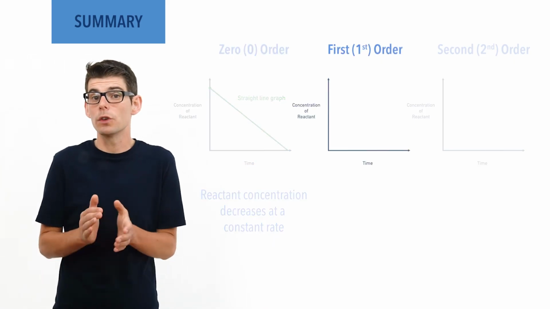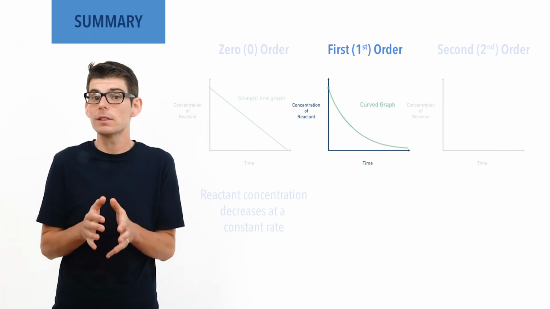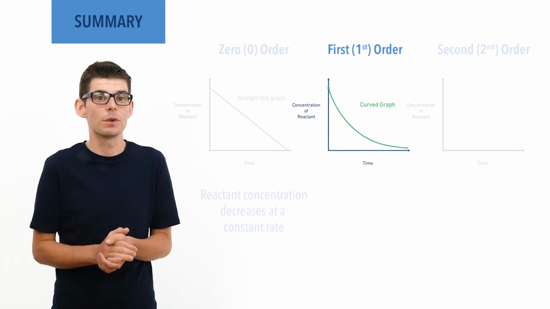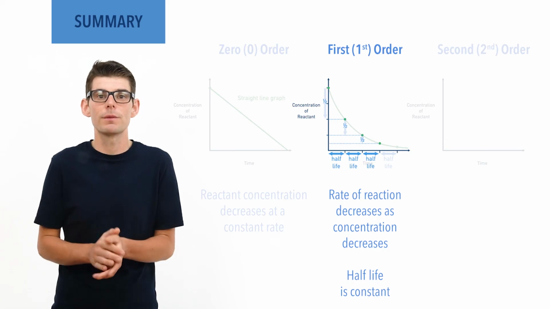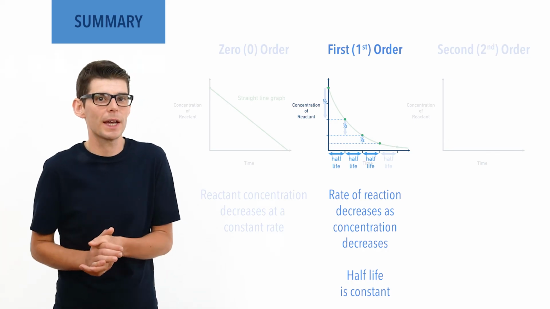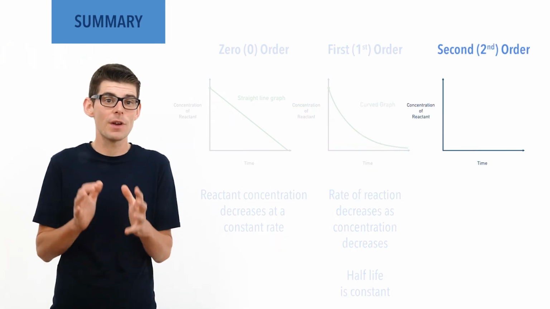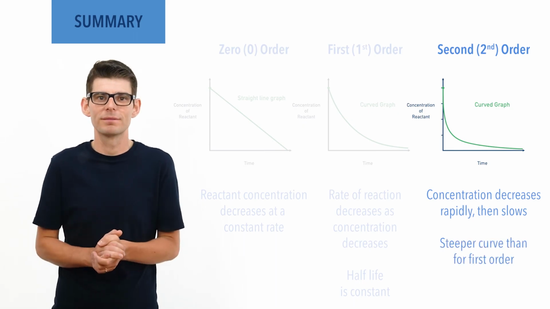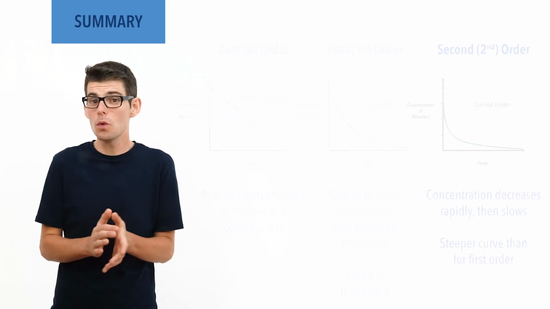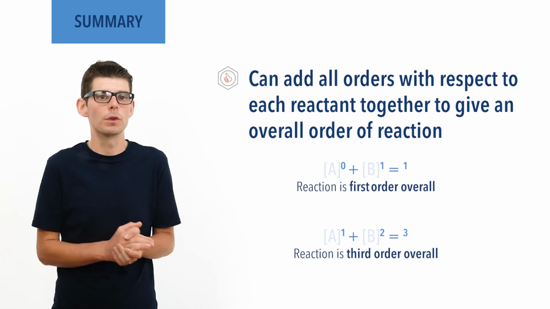For first order, the concentration decreases at a slower rate as the reaction continues, as the rate starts to slow down as the concentration of the reactant decreases. The half-life is constant, and it takes the same length of time for the concentration to halve throughout the reaction. For second order, the concentration decreases at a very fast rate and then slows, giving a steeper curve than for first order. The individual orders of all reactants in a reaction can be added together to give an overall order of the reaction. I hope you found this video useful.